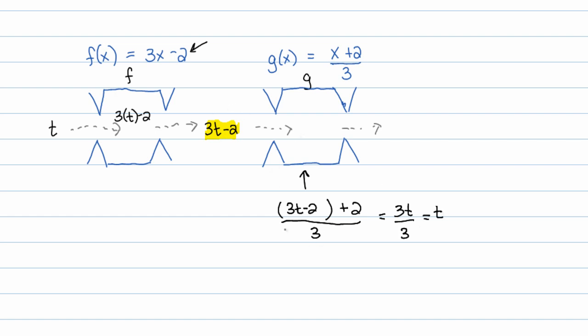So I plugged in 3t minus 2, and it pops out t. Notice that I plugged in some random thing, got out 3t minus 2, plugged that into the other machine, and out popped the original thing I plugged in. That means that G undid what F did. In other words, G and F are inverses.